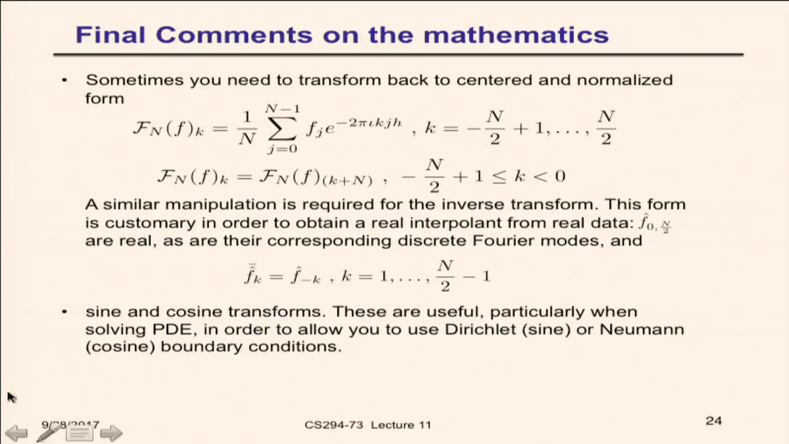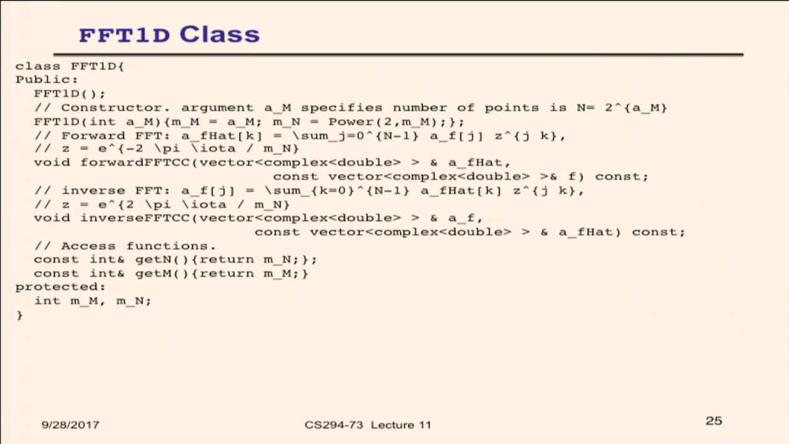Another point that I haven't discussed here are sine and cosine transforms. You can do these things not just with complex exponentials. These are particularly useful when solving PDEs, allow you to do Dirichlet or Neumann boundary conditions. In fact, you can build a sine and cosine transform method out of a complex FFT method. It's not the most efficient thing, but it will work. But again, this is something you want to leave to the pros. So any questions?